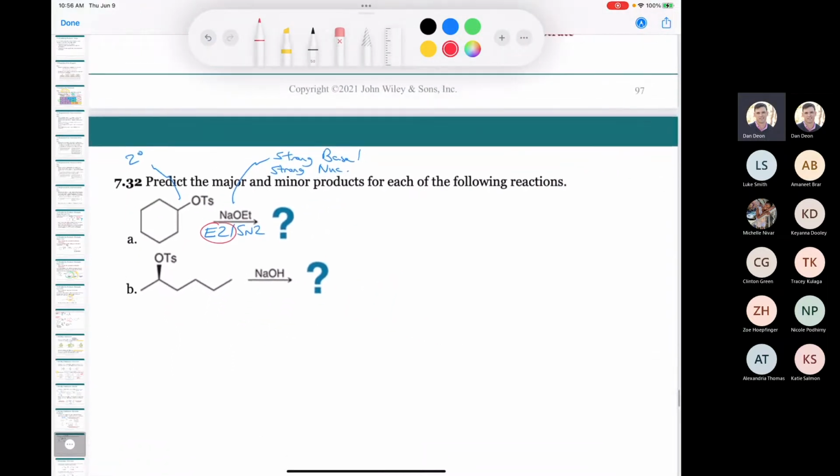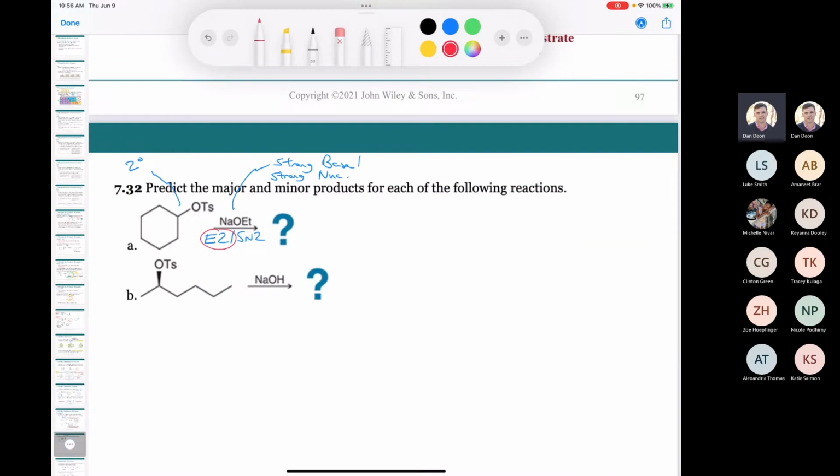So our E2 product, the only product we could form, would be cyclohexene. And for the SN2, there's no stereocenter to even worry about. And so our SN2 product is just going to look like this. We have our nucleophilic attack and loss of leaving group, and we would replace the tosylate with an ethoxy group.